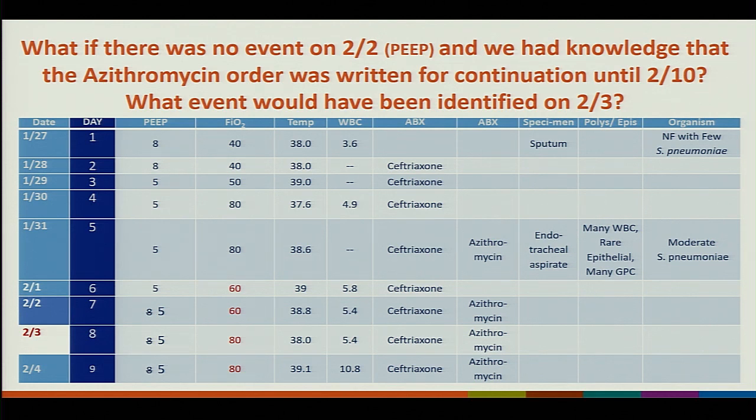Okay, so what if there wasn't an event on 2-2? So I just changed everything to 5s, guy's stable in the PEEP parameter. And you did have knowledge that the azithromycin was actually ordered and was going to be continued once he was transferred to the other facility, and he should probably have been going to get another dose on 2.5, 2.6, 2.7. So you had that information. And what event do you think would have been reported then?